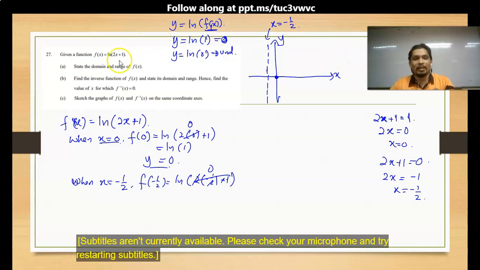So natural log of 2x plus 1 here has an intersection point on the right side of this vertical asymptote. So the graph will be something like this.